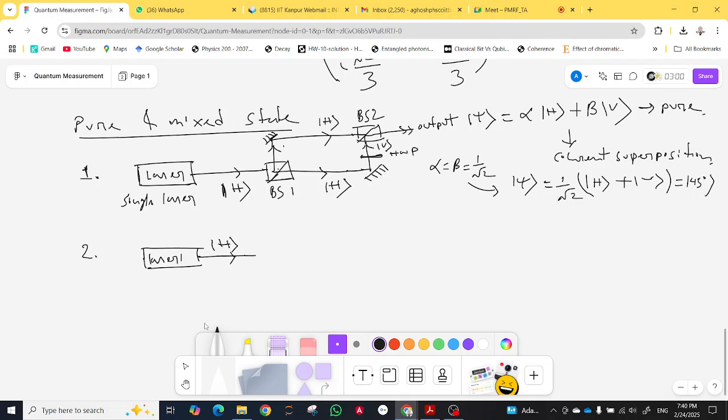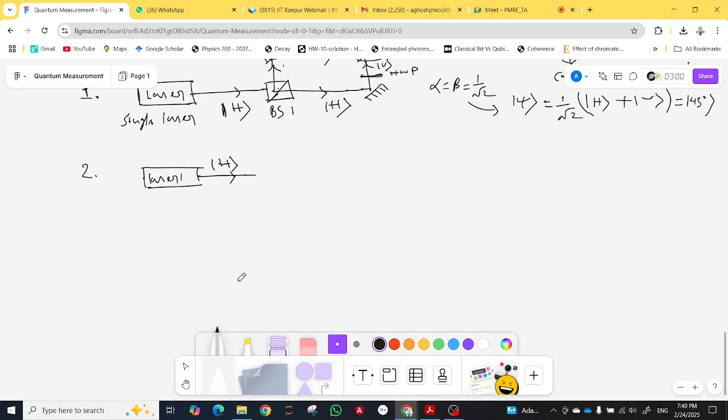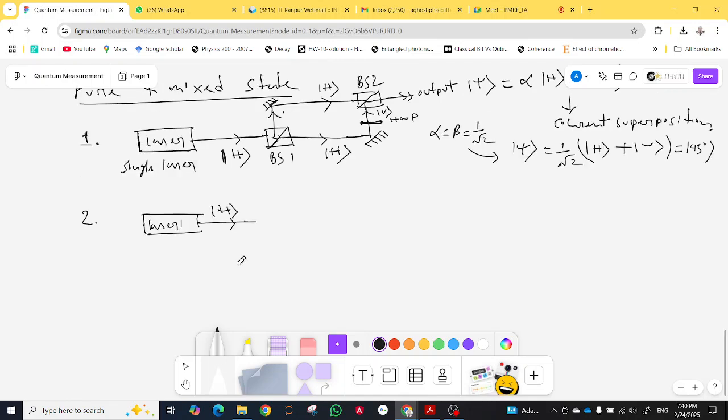And in the second case, suppose you are using two lasers instead of one to get this horizontal and vertical state. This is laser 1, from which you are sending the horizontally polarized photons, and from the second laser, laser 2, you are sending the vertically polarized photons. Now you combine them in a beam splitter, right? You use a mirror here. The mirror will reflect these vertically polarized photons, and they are combined in this beam splitter, and you are seeing the output.